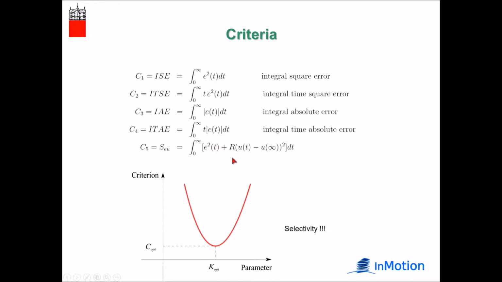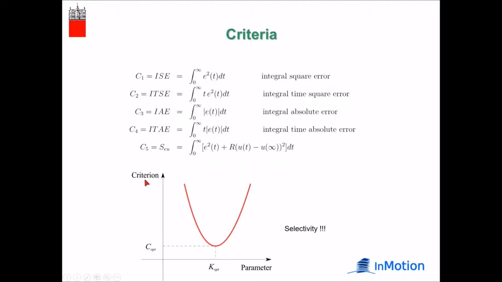And this criteria is specialized for control systems optimization. In this criterion function, we use the square of the error signal, but we put into the criteria also the controlled variable.